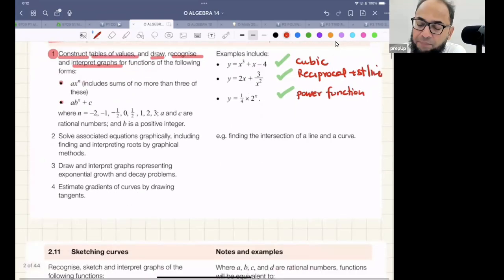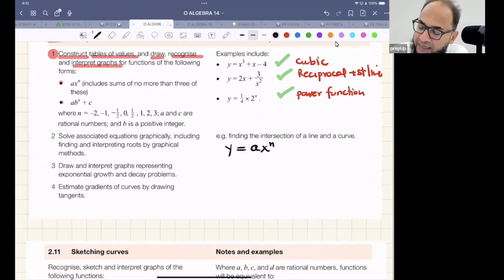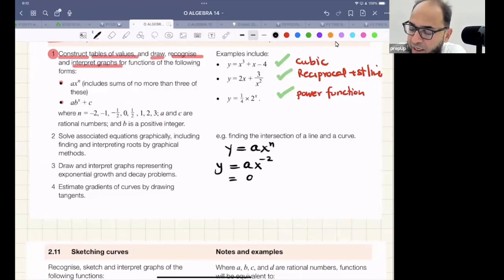And now what about the powers of n? The powers of n could be -2, -1, -half, 0, half, 1, 2, and 3. Now what does it mean? Let me explain this. y is equal to ax^n. If n is -2, y is ax^-2, which is a over x squared. This is the reciprocal square function. If n is -1, y is equal to ax^-1, which is a over x.